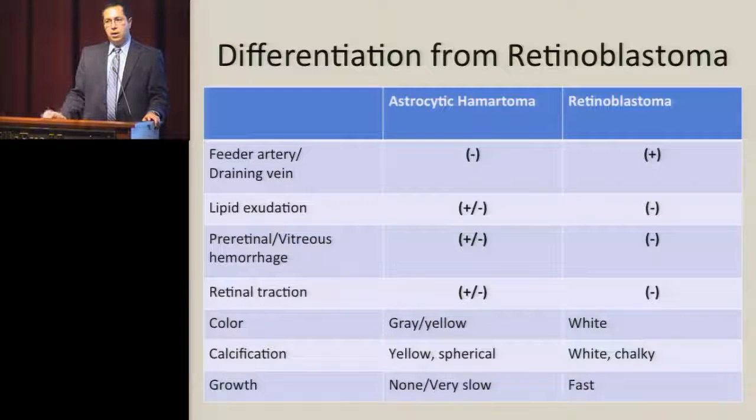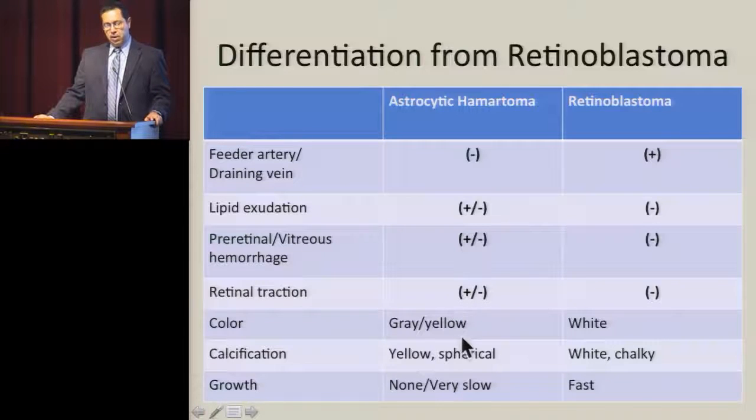And these are some features that help differentiate astrocytic tumors from retinoblastomas. So retinoblastoma typically has a feeder artery and a draining vein. Astrocytic hamartomas don't. Astrocytic hamartomas, in some cases, I told you, can have exudation, even lipid exudation, as retinoblastomas don't. These tumors can be associated with some hemorrhage, as I told you. It's very, very rare with retinoblastoma to have that. Sometimes they can have even a little traction around them.